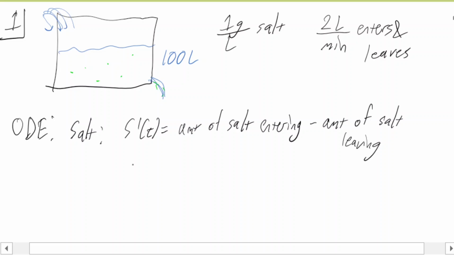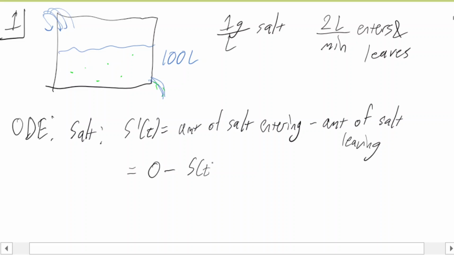So the amount of salt entering in this case is 0 because we're pouring in pure water. Now the amount of salt that's leaving is a little bit trickier. You might be tempted to say, oh, there's 100 grams of salt in the tank, it should be 100 grams times 2 liters per minute divided by 100 liters. That would be the concentration times the rate at which it's leaving. But the issue is the concentration is changing. It's not just 100 grams per liter the whole time. As time goes on, it's going to be getting diluted.